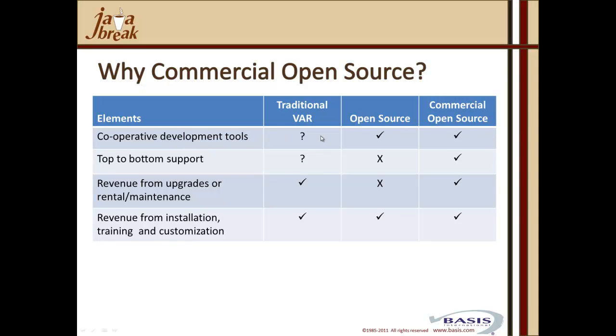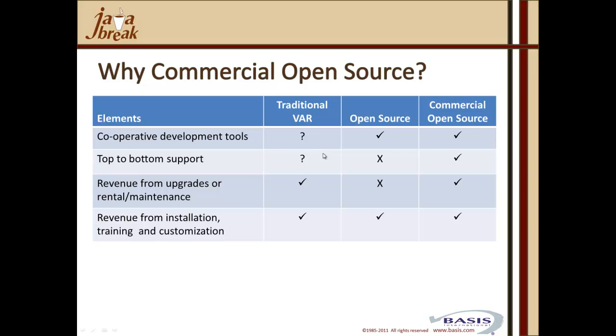Let's have a look at some of the other components. Cooperative development tools: in the traditional VAR world, generally not available unless you're part of that fee-paid open source or access to source code component, and generally those tools are few and far between. Open source, naturally enough, there's a need to have the ability for diverse entities to cooperatively work on the same product, and similarly in our world, we've leveraged those open source tools like SVN to provide remote access and remote contributions towards that common product.